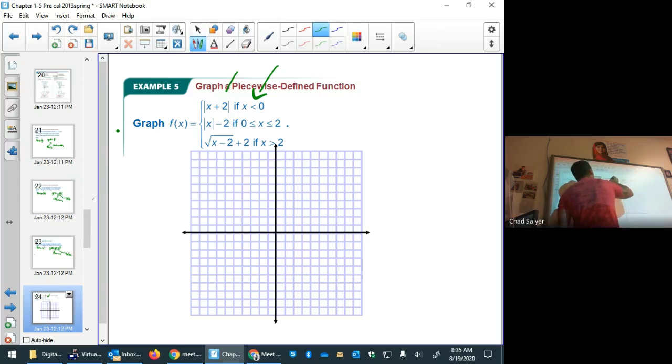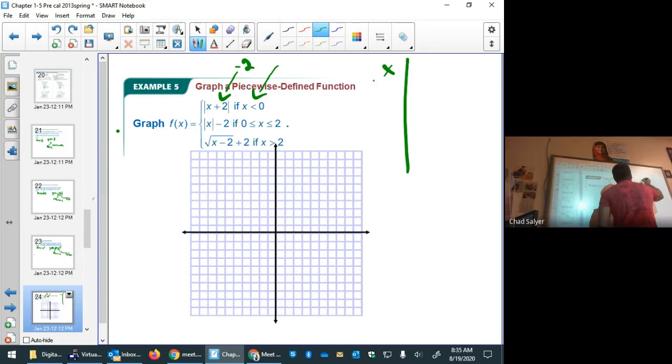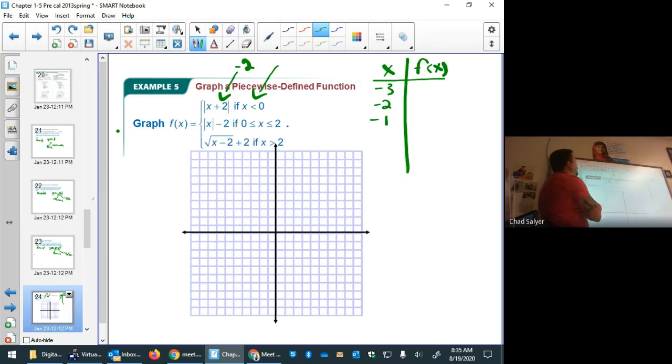First of all, the vertex of this is going to be at negative 2. So we definitely want to graph negative 2. I'll make a little table here of x's and f of x's. Let's go negative 3, negative 2, and negative 1. That will capture the vertex of this absolute value portion.